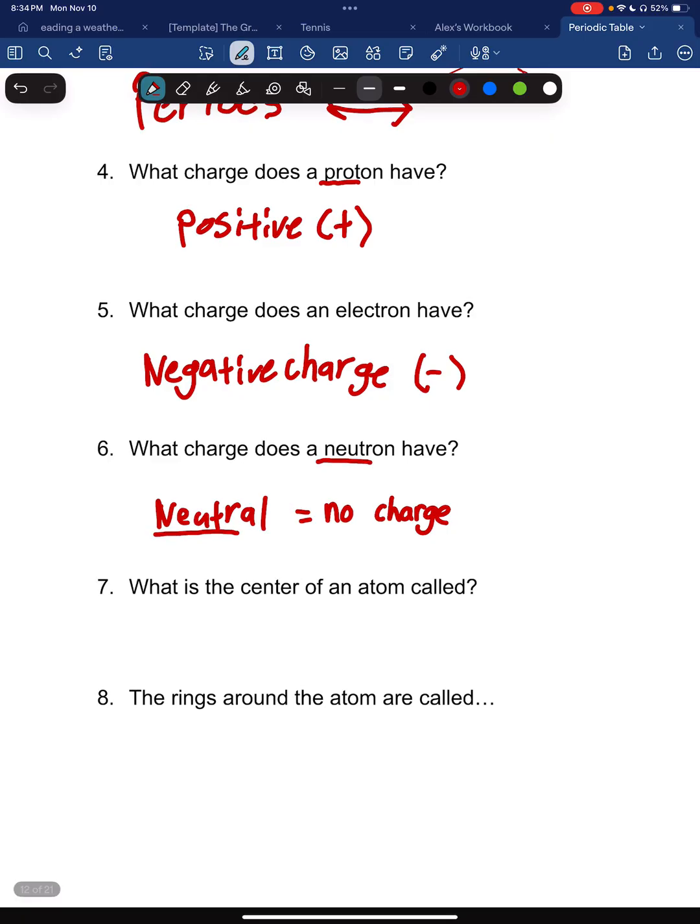Okay, so now what we have here is number 7. What is the center of an atom called? So the key word here is center. Now, when we're talking about a center, you guys have heard this word before, and you heard it in biology as well. What is the center of a cell called? All right. If you guessed nucleus, you're correct. So it's the same thing here in our atoms. The center of an atom is called a nucleus.